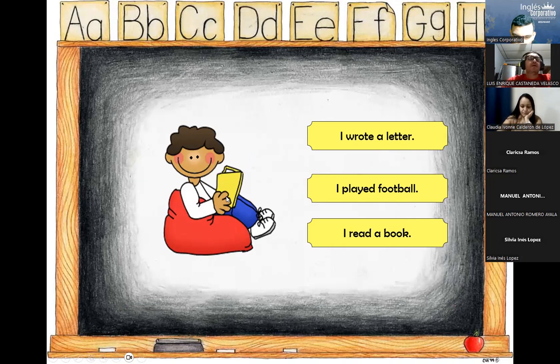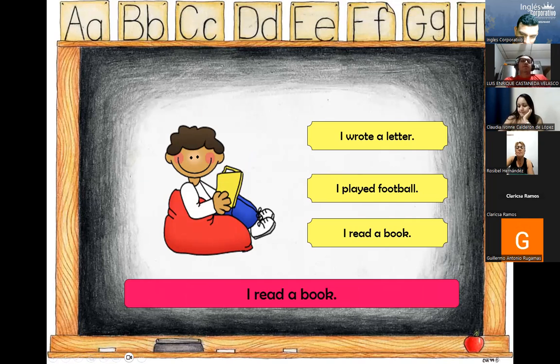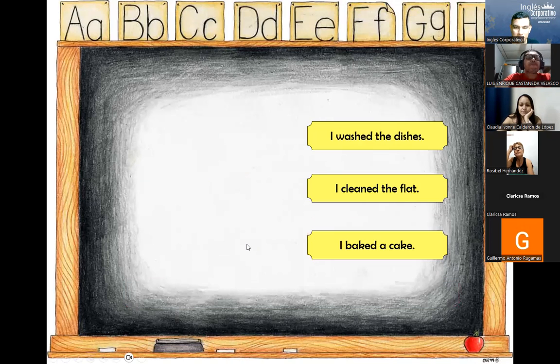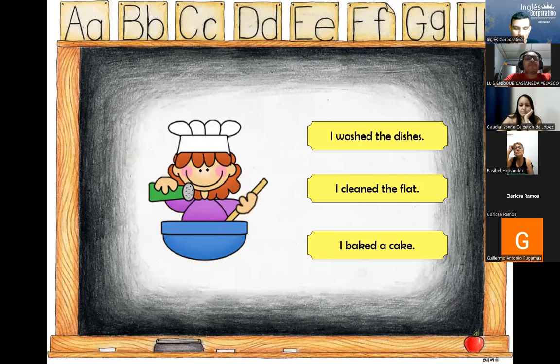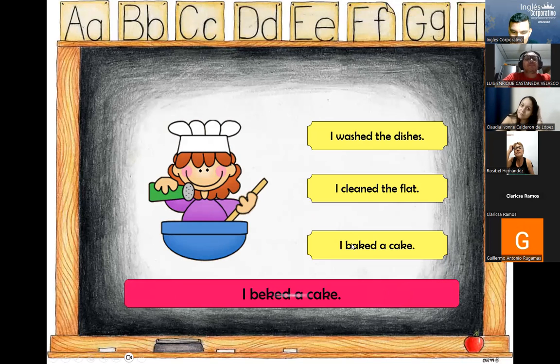I read a book. A book. I read? What is the past of read? I read a book. I read. Remember the pronunciation. If it is past, se escribe igual, pero la pronunciación es diferente. Recuérdense del color. I read a book. Se escribe igual, pero la pronunciación es diferente. Okay. Next. How about her? I baked a cake. I'm sorry? I baked a cake. Very good.